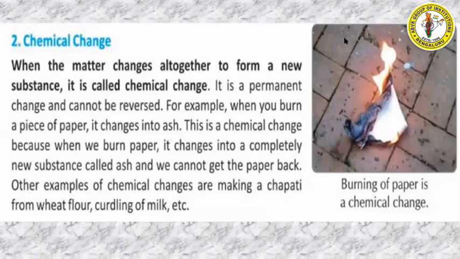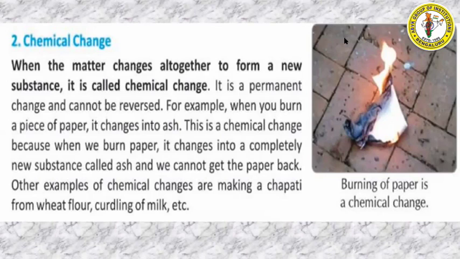Chemical change. When the matter changes altogether to form a new substance, it is called chemical change. See there, no new substance is formed in a physical change. In chemical change, there is a formation of a new substance. The physical change is a temporary change, but chemical change is a permanent change. Physical change is reversible, but chemical change is irreversible, it cannot be reversed.